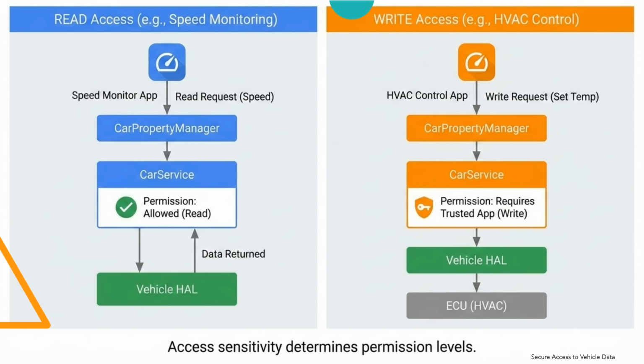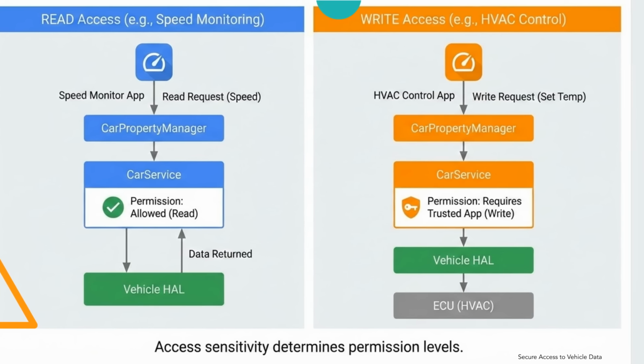Now consider HVAC control. Setting temperature requires write permission. Only trusted applications can perform this action. Similarly, battery monitoring may be allowed for more applications, but still controlled through permission mapping. These scenarios highlight how access differs based on sensitivity.